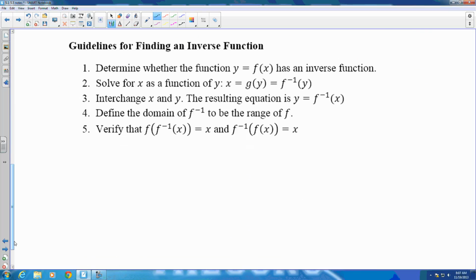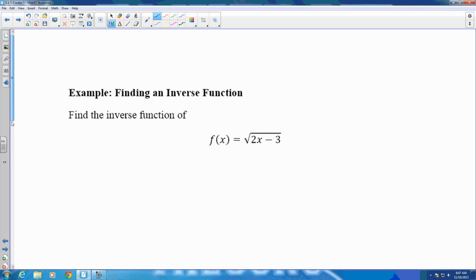Okay, finding an inverse function. First we have to figure out whether or not it has one, and then what we're going to do is change the x's and the y's, and then solve it for y. And then you can verify at the end by doing the composition both ways like we did earlier.